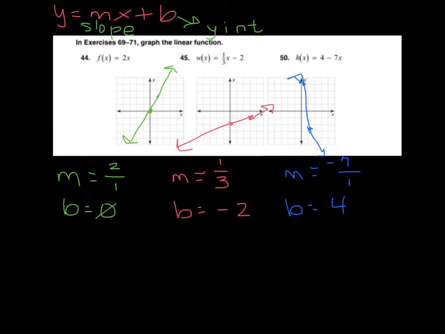Now notice that my lines here on the iPad are not very straight. I encourage you to use a straight edge. Most of you have been using the side of your ID or the side of a paper in order to draw that line straight.